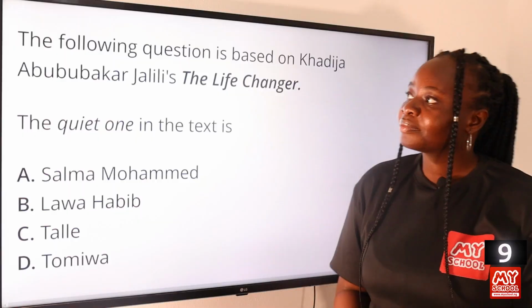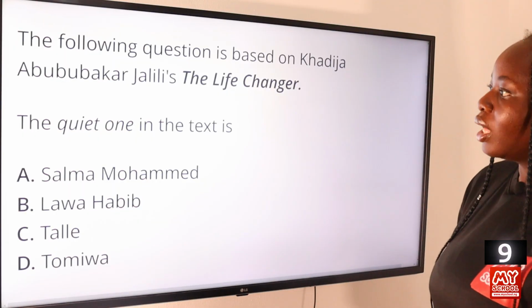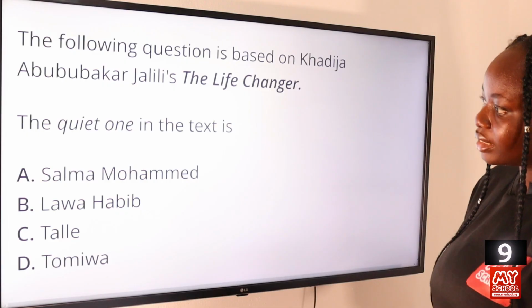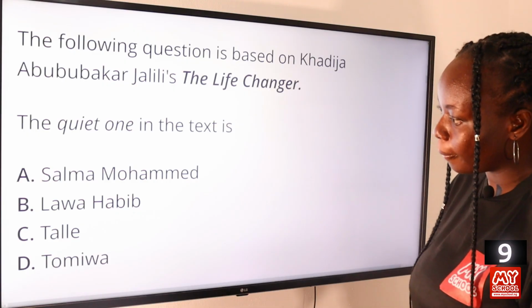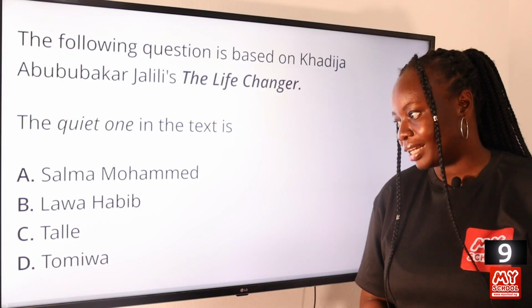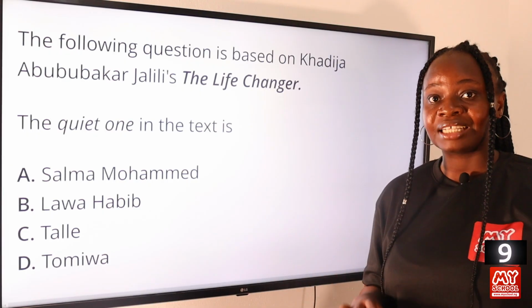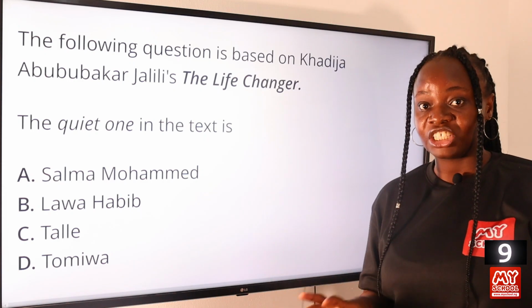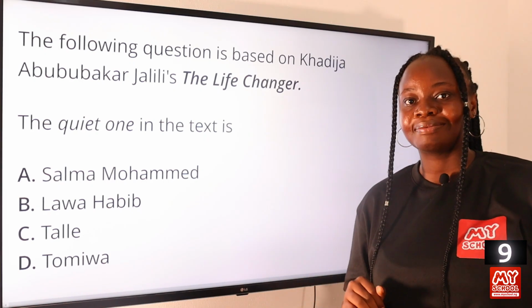Question 9. The following question is based on Khadija Abubakar Jalili's The Life Changer. The quiet one in the text is A, Salma Mohammed, B, Lawa Habib, C, Tali, and D, Tomiwa. The answer to this question is option C, Tali, and we can find this on page 21 of the novel, where they describe Tali as a very silent person who never engages in a fight with anyone. So the answer to this question is option C.